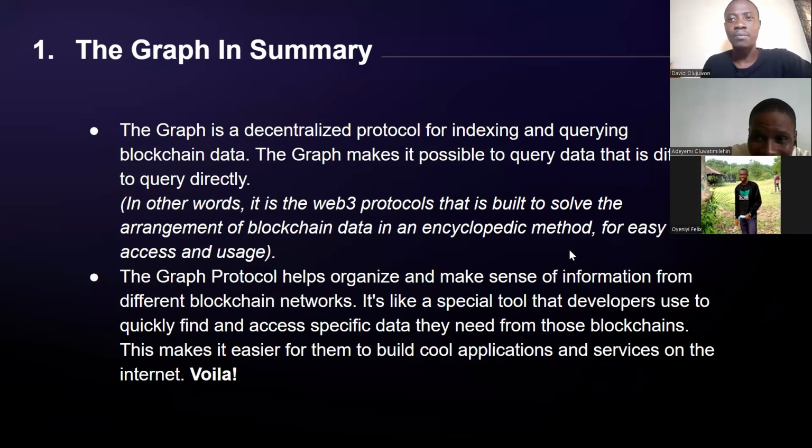In other words, it is a Web3 protocol that is built to solve the arrangement of blockchain data in an encyclopedic method. Just think of the Graph as that ecosystem that can help to organize information and make data sensible from different blockchains, like staking data, buying and selling data on different exchanges, NFT data, whichever data, even minting on different blockchains, Solana, Algorand, think of any chain. In fact, specifically Ethereum, which is a very primary blockchain that the indexing began from on the Graph protocol.